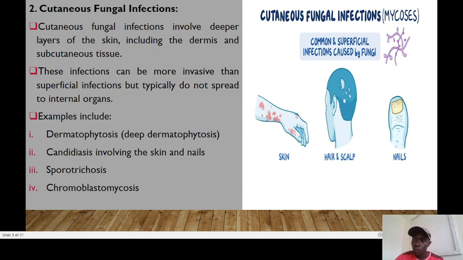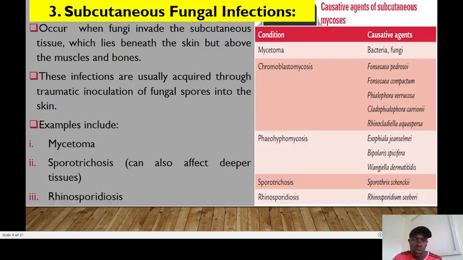The second group, we have the cutaneous fungal infections, which normally involve deeper layers of the skin, and this could involve the dermis and the other layers, the subcutaneous tissue. So this infection can be more invasive than the superficial ones, but typically they do not spread to internal organs. Good examples, we have dermatophytosis, candidiasis involving the skin and the nail. We also have sporotrichosis and chromoblastomycosis.